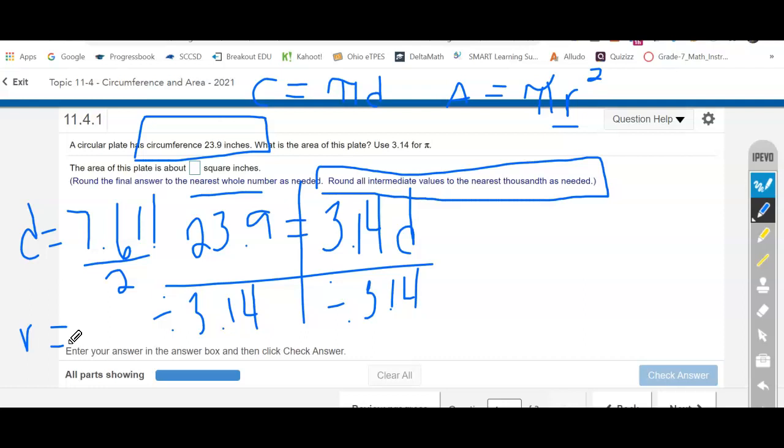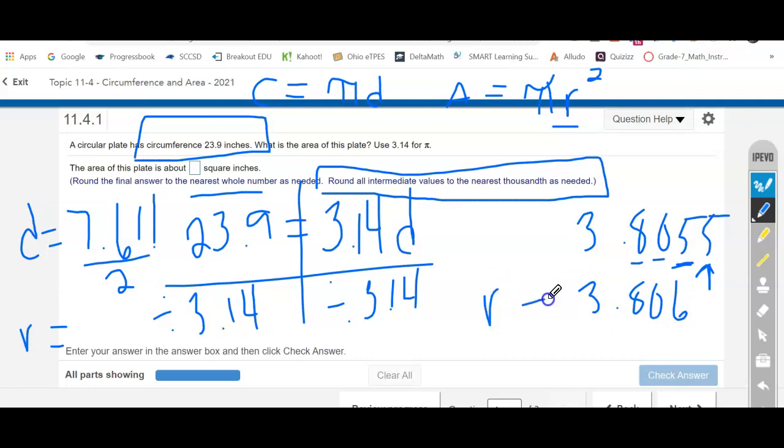3.8055. Once again, here's where most of the mistakes happen, the rounding of the intermediate numbers. So it says round to the nearest thousandths. That's three place values to the right of the decimal. Remember, tenths, hundredths, thousandths. That 5 to the right of the thousandths place value says round it up. So it will be 3.806. So 3.806 is our radius.